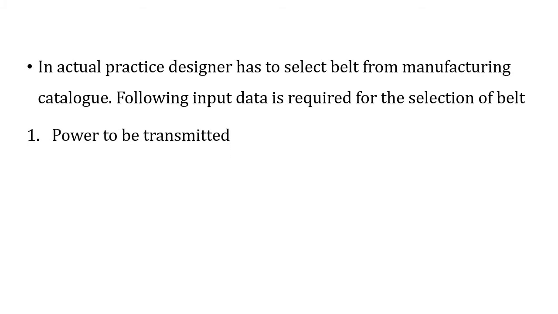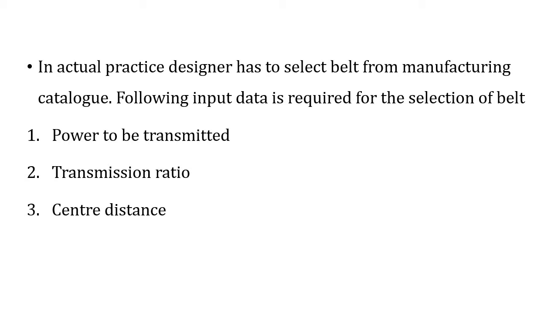We should know the power to be transmitted. We should know the transmission ratio. We should know the center distance, and also we should know the type of load. Without this, it is difficult to select a belt from the manufacturing catalog. Now we'll see the procedure through an example.